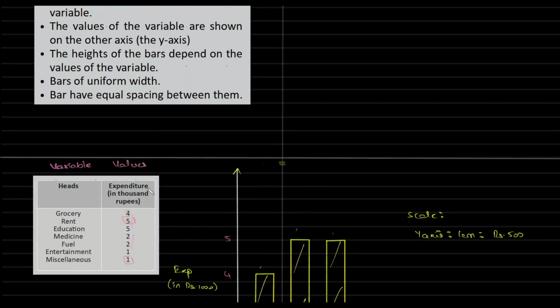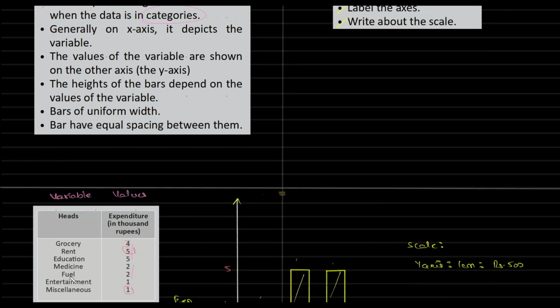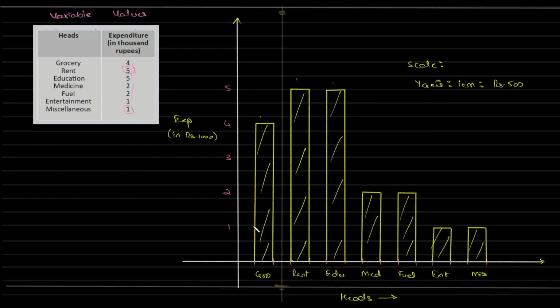Okay, so let's look at the characteristics. Bar graph are good to show when the data is categorized. Categorized is something like this. So we have different things, right? They are not interlinked. They are interlinked under a one heading, but the values are not interlinked. Generally on the x-axis, it depicts the variable. That is, you can go with y-axis also. That you guys have to remember. Same thing, I can flip this around and you get a graph like this. Even that is possible.